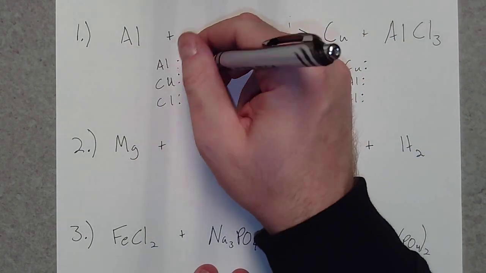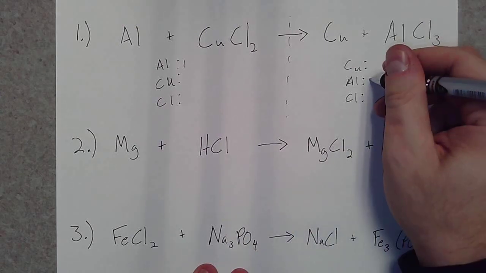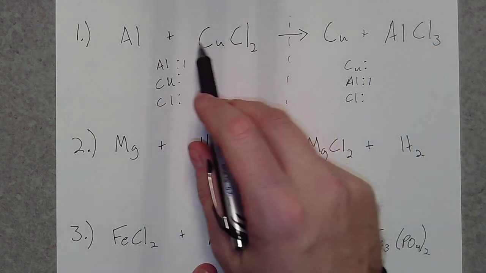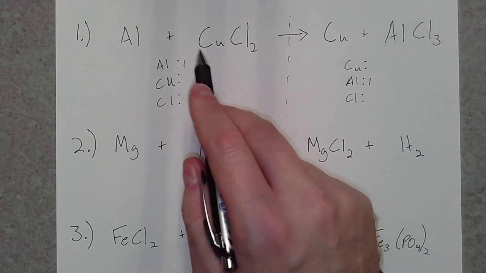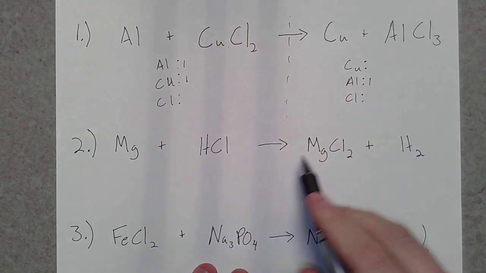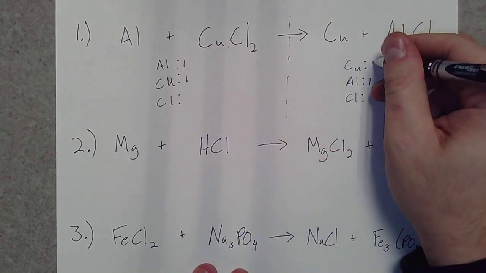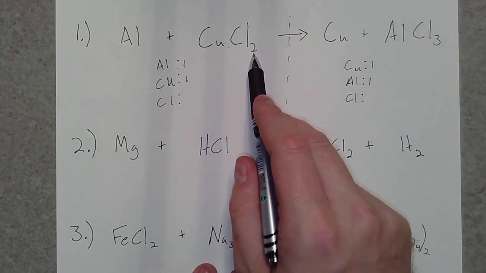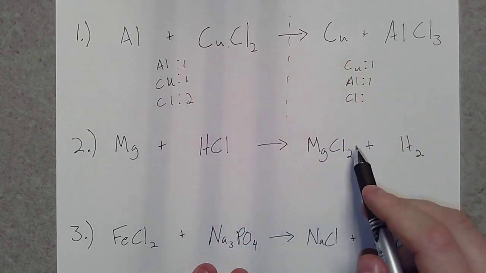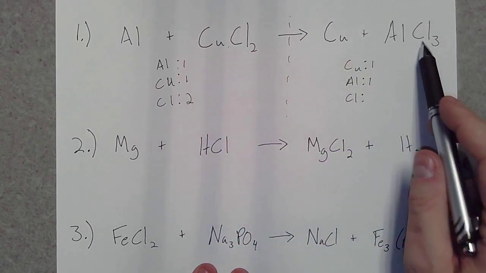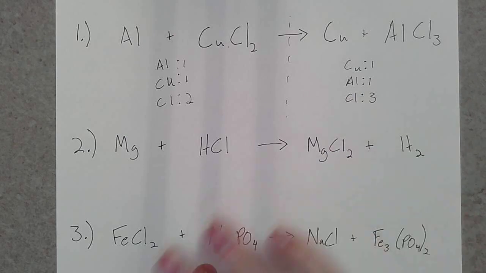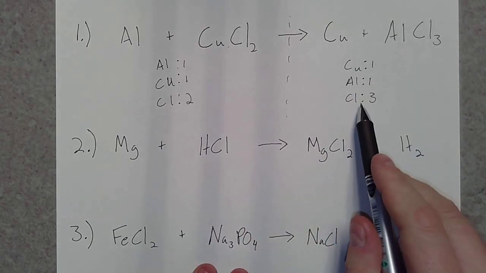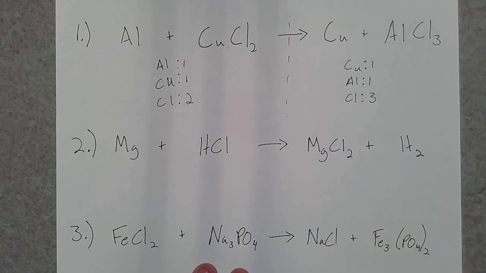So right now I have one aluminum over here, and I have one aluminum over here. Looking through here, I have one copper, right? There's no subscript, so I have one copper. Looking over here, I have one copper. So far, so good. And then we have chlorine. Chlorine has this little subscript here. That's a 2. And then over here, chlorine has a 3. So this is not balanced. It's not applying to the law of conservation of mass. This is saying that this chlorine appeared out of nowhere. So we got to balance these.